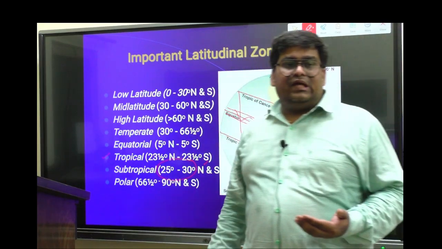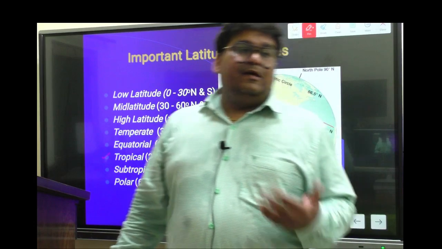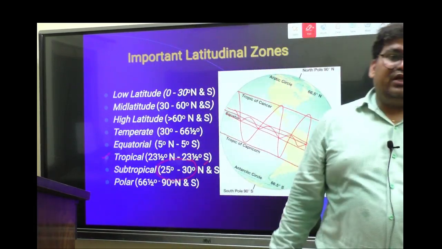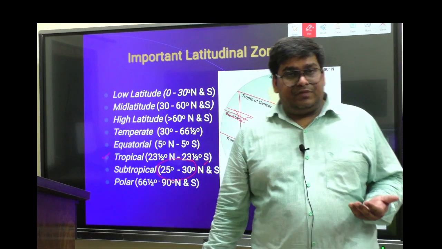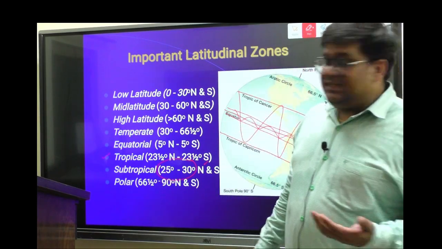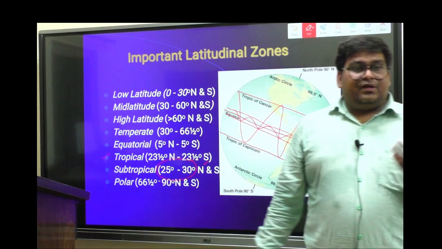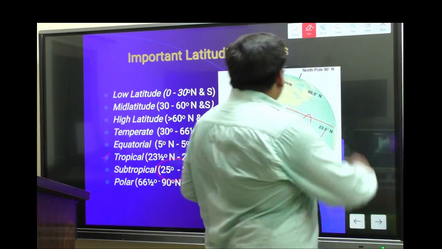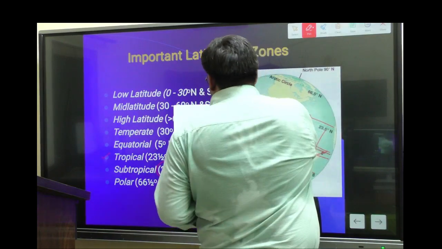Okay, we will learn about the pressure belts. You have the equatorial low, subtropical high, then you have subpolar low, then you have the polar high. We will learn about those belts a little later when we proceed to the next level. All right, so we shall move further.